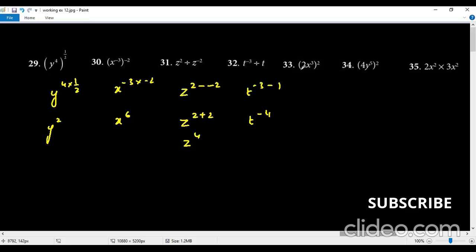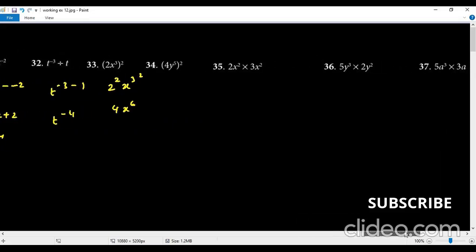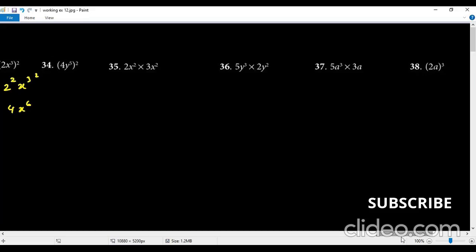Next comes 2 has a power of 2, and x cube has a power of 2. That means it's going to be 4 x to the power 6. So answer number 33 is going to be 4x square. When it comes to question number 34, as we can see here, that 4 will have a square, so y5 also is going to be multiplied by 2. That means it's going to be 16 y power 10.